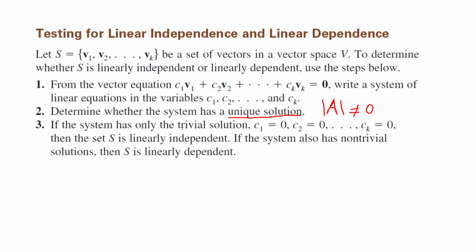If the system has only the trivial solution c1, c2, c3, ..., ck equal to 0, then for sure you can say that S is linearly independent. If the system also has non-trivial solutions, then S is linearly dependent. So these are the steps that you saw in previous examples. This is just a summary.